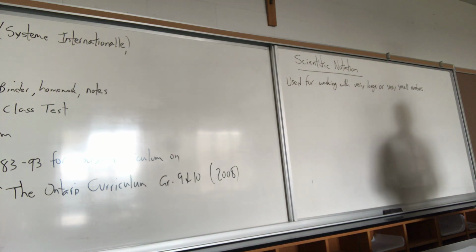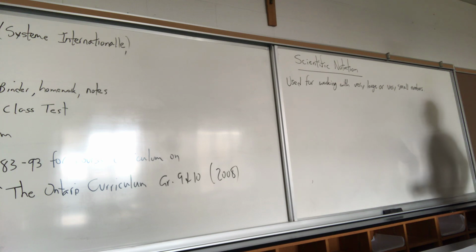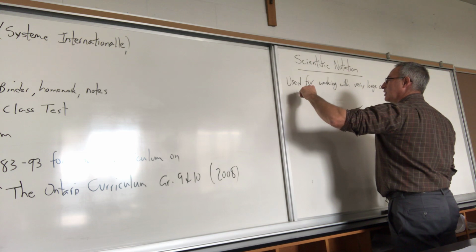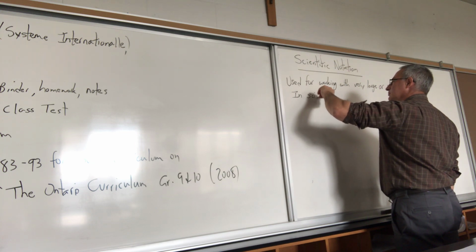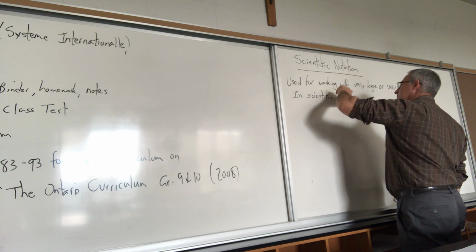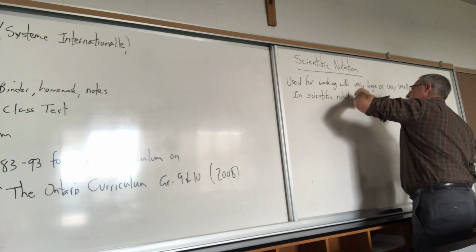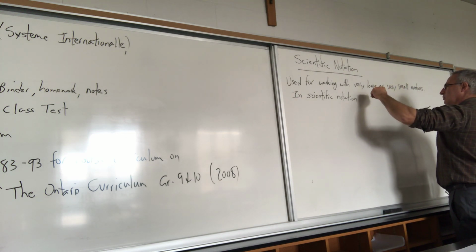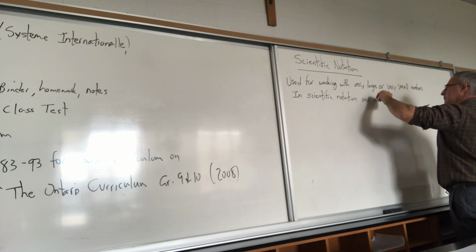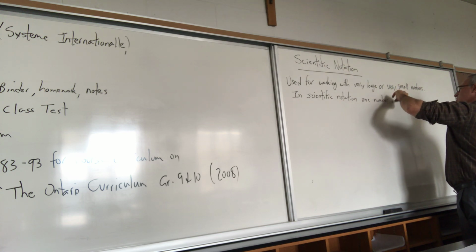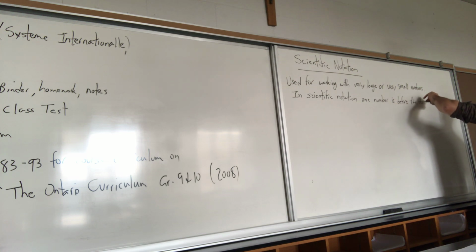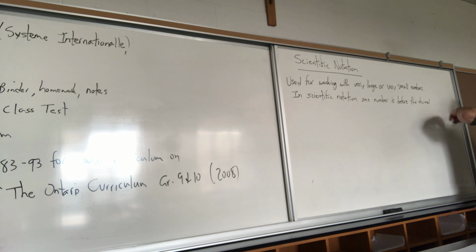So it's used for working with very large or very small numbers. When you write scientific notation, in scientific notation, one number is before the decimal place. The rest is after.